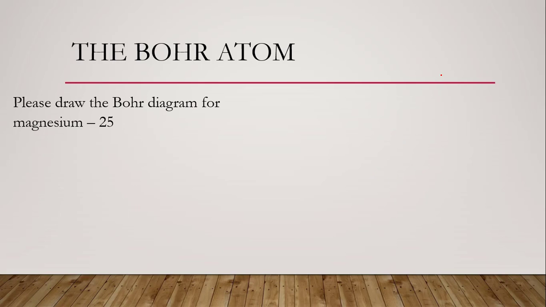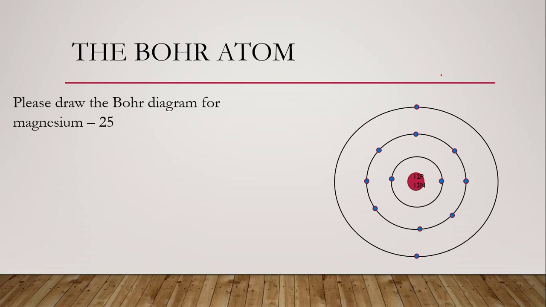So now I want you to do one. So please draw the Bohr diagram for magnesium 25. Remember, the 25 is the mass number, and mass number is protons plus neutrons. You're going to need your periodic table to find the atomic number. Stop, do it. I will then give you the answer, then walk you through it. Go. And your drawing should look very similar to this.